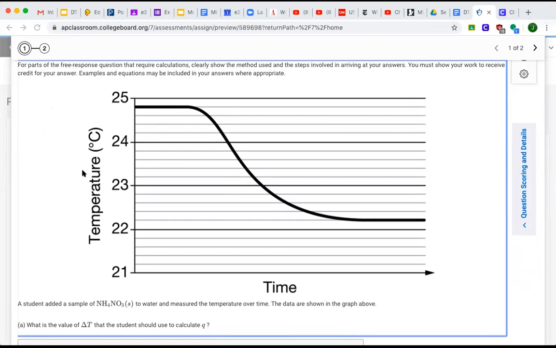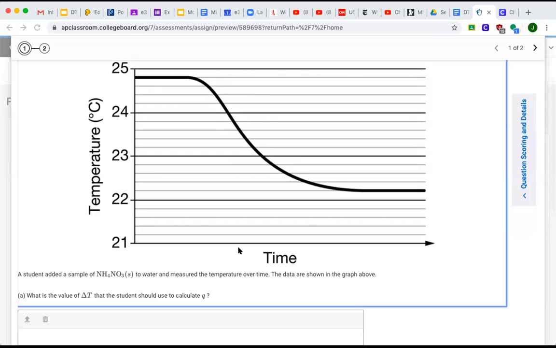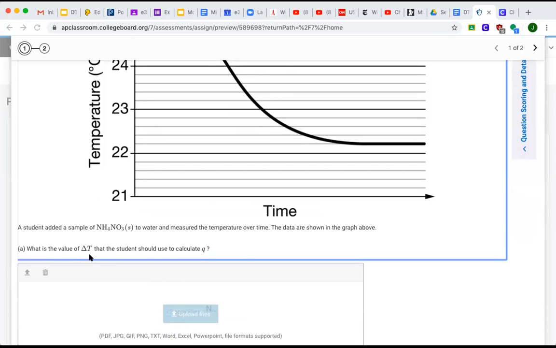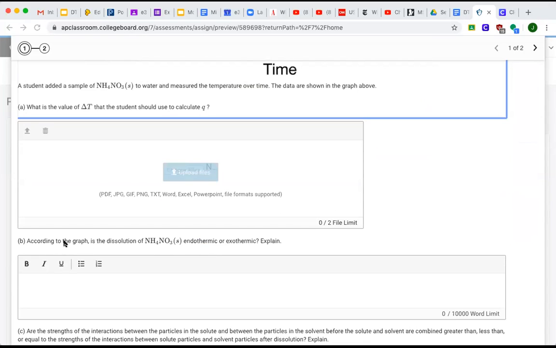Okay, so we have this graph, right? It starts at 24.8 and it ends at 22.2. That happens over some time that's not labeled or demarcated, so we don't know exactly how much time. A student added a sample of ammonium nitrate to water and measured the temperature over time. The data are shown in the graph above. What is the value of delta T that the student should use to calculate Q? And B, according to the graph, is the dissolution of ammonium nitrate endothermic or exothermic?